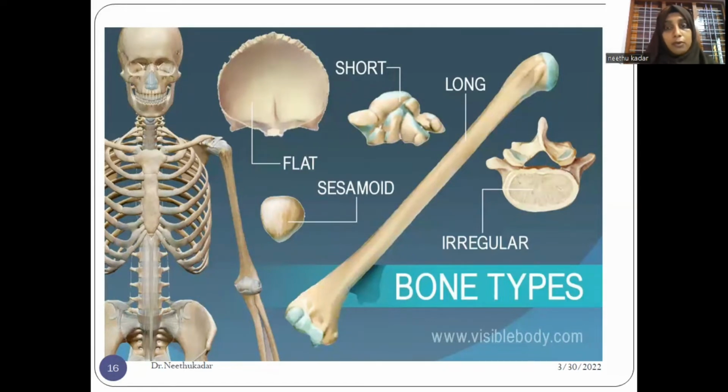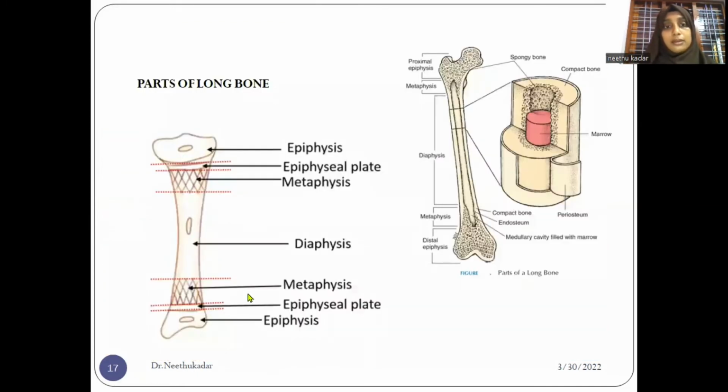We have short bones, long bones, irregular bones, and flat bones. The first is the long bone, for example humerus, femur, tibia, ulna. These are the long bones. They are long and slender. They have a tubular diaphysis, which is made up of thick cortical bone, and within the central part, you have the medullary cavity.